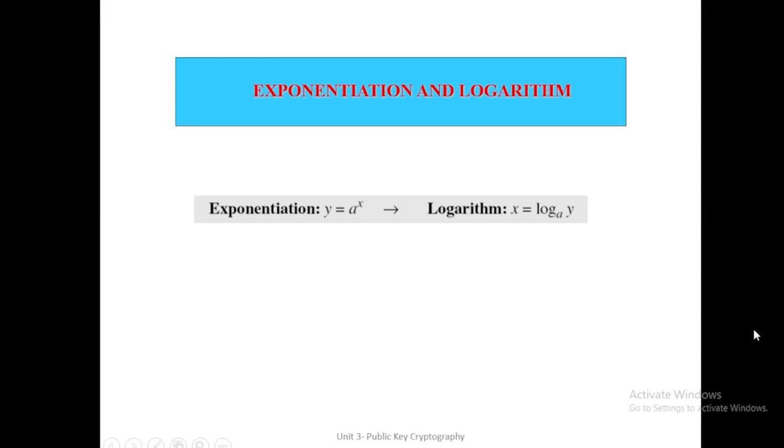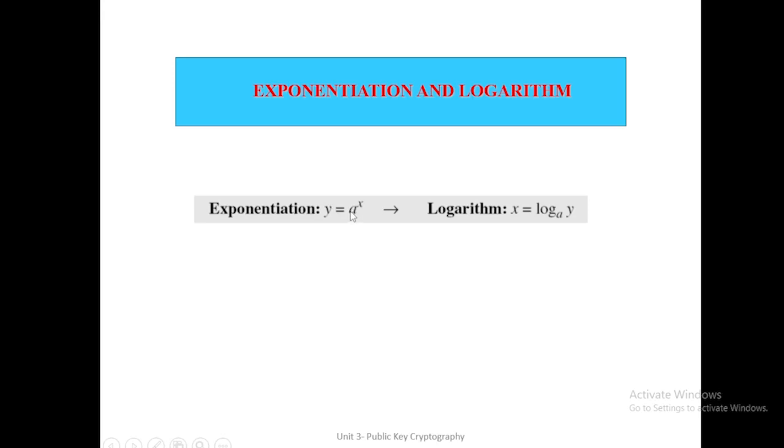Welcome to the cryptography session. Today I give an introduction about exponentiation and logarithm. We already know that exponentiation is written like this: y is equal to a to the power x. So any number to the power is called exponentiation, in which the a value may be positive or negative and x should be a positive value only. So this is the exponentiation representation.